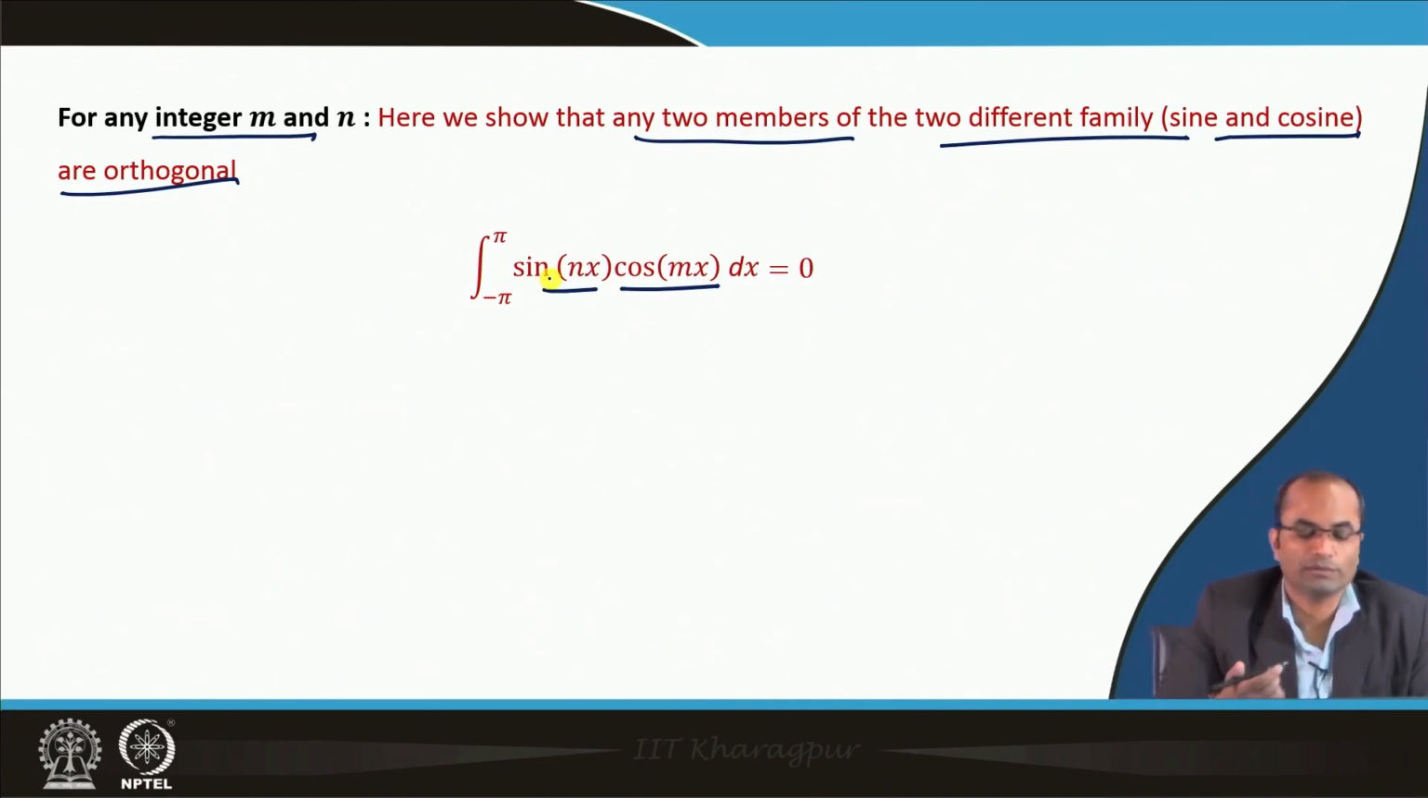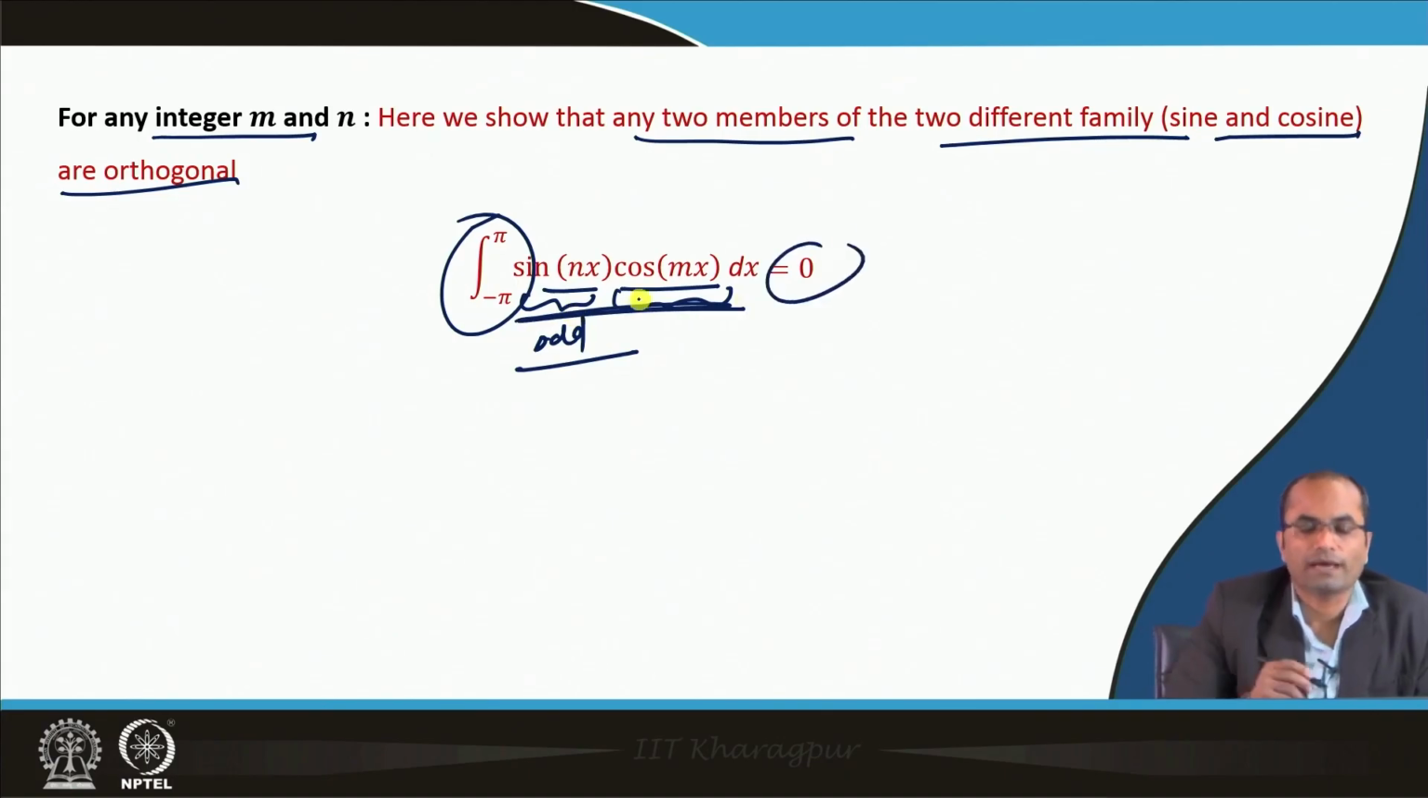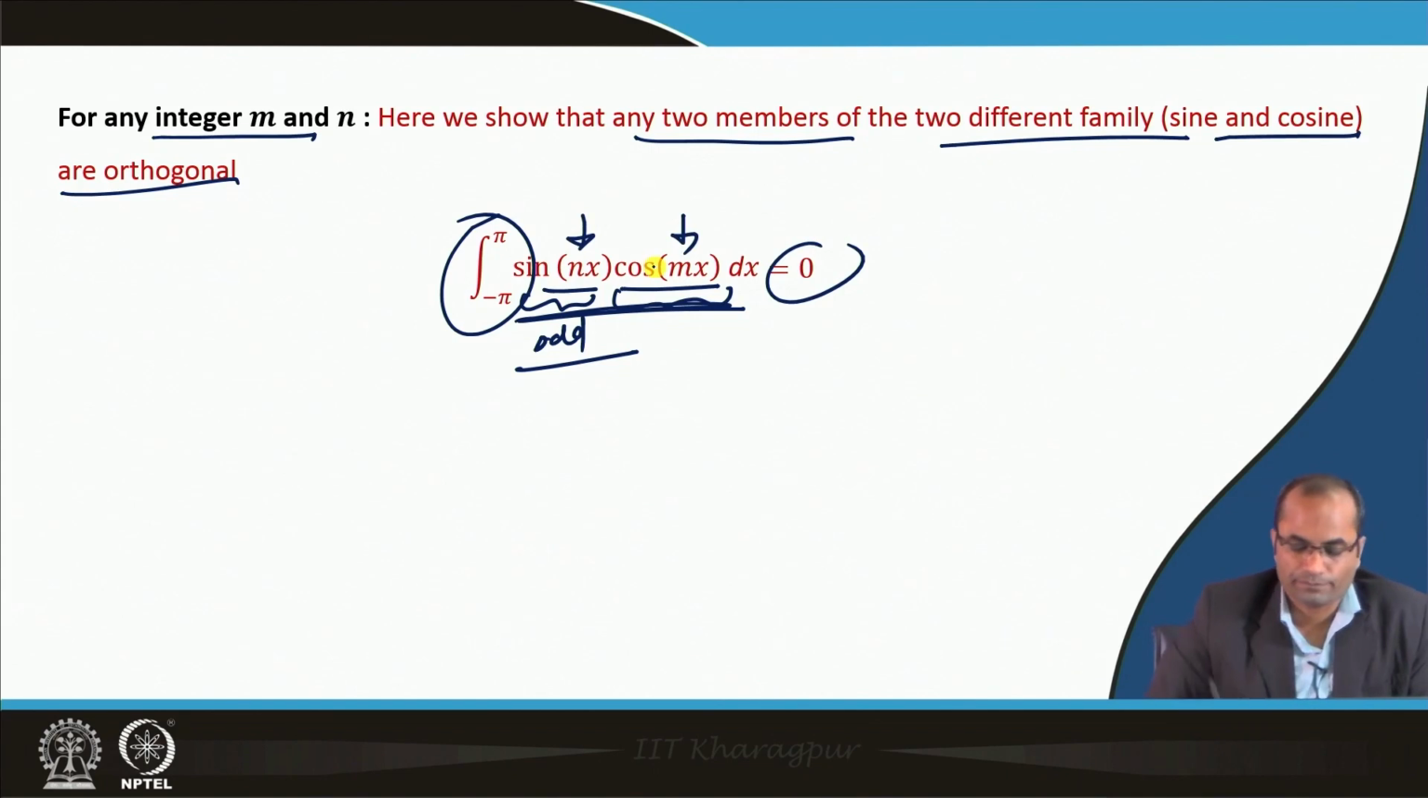So, that value will also be 0, and here the reasoning is very clear. The cos is an even function, sine is an odd function, and when we integrate from minus pi to pi, this integrand is odd. So, the value is 0 irrespective of whatever n or m is.